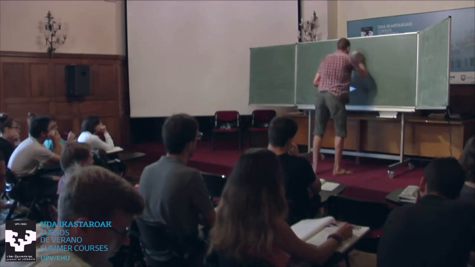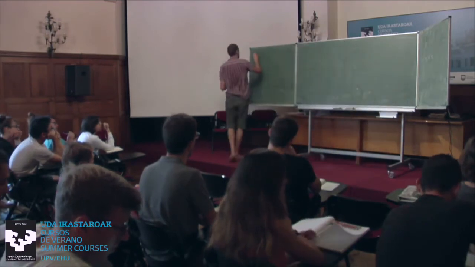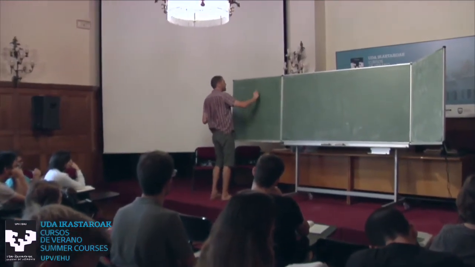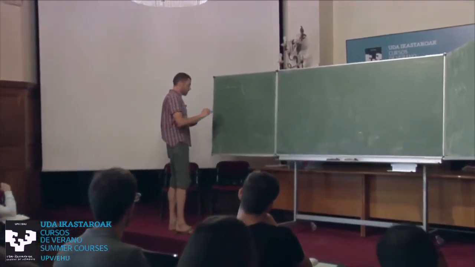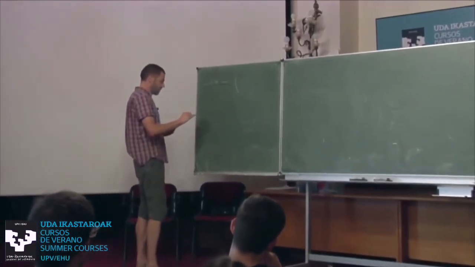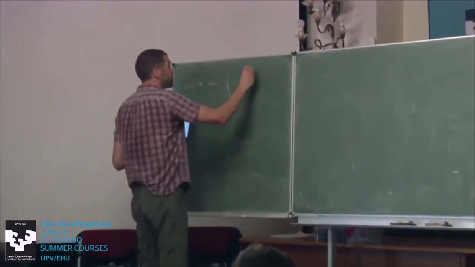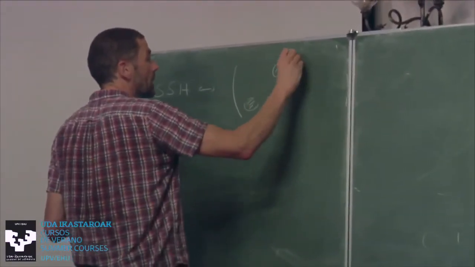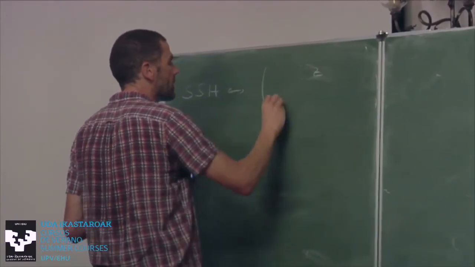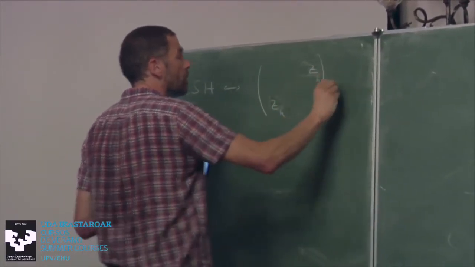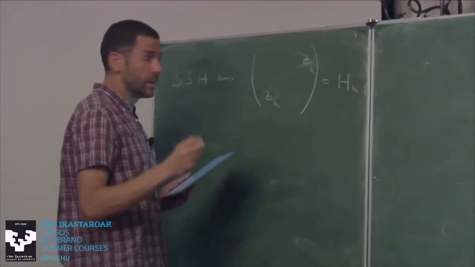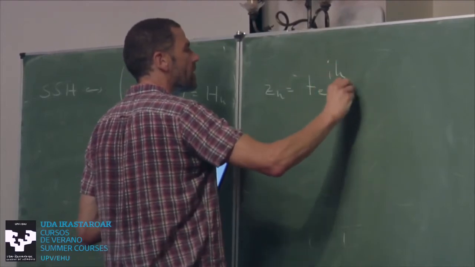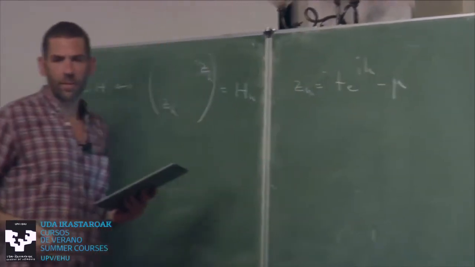Very quickly, the SSH leads to a Hamiltonian, the chiral Hamiltonian of this block structure. I again write it in a Bloch momentum representation, just for explicitness. And Zk is then typically T times e to the ik minus some mu, some complex number.